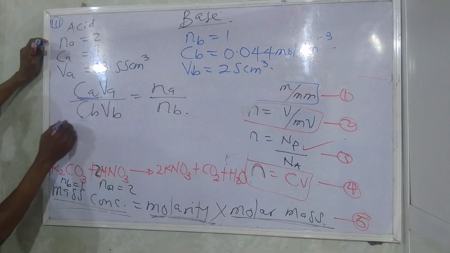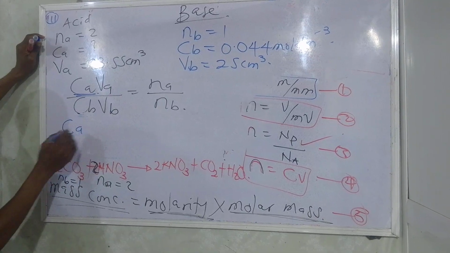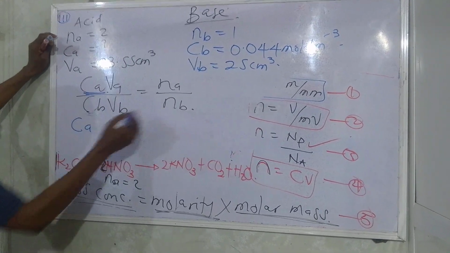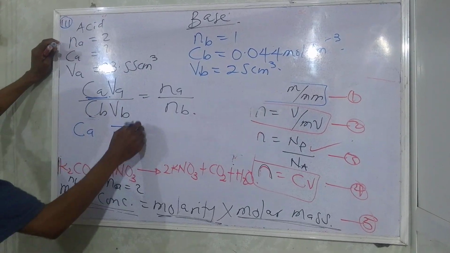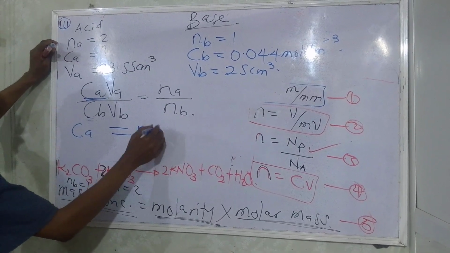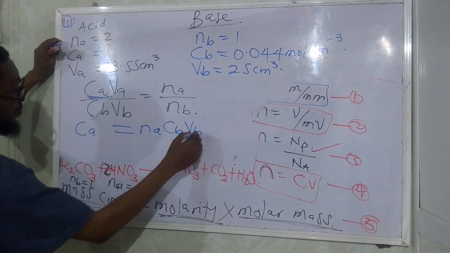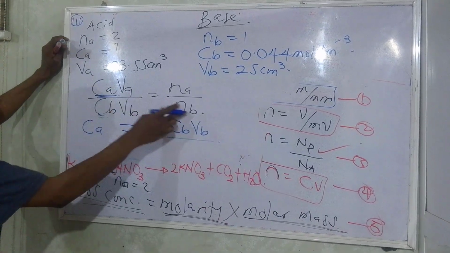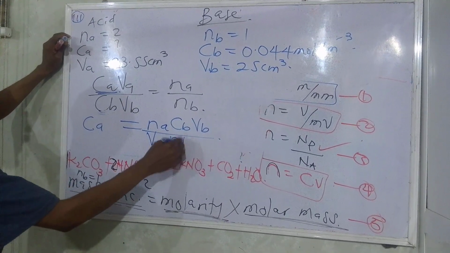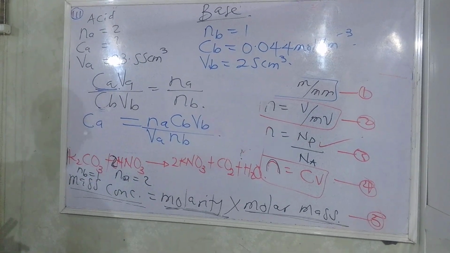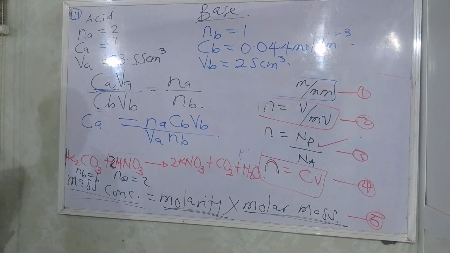What do we have? CA. These two will be disturbing it, so you will later use them to divide everything. They are equal to everything here. What's everything here? NA, CB, VB over who is disturbing CA? That's VA. So we only substitute into that equation and our answer will come out.